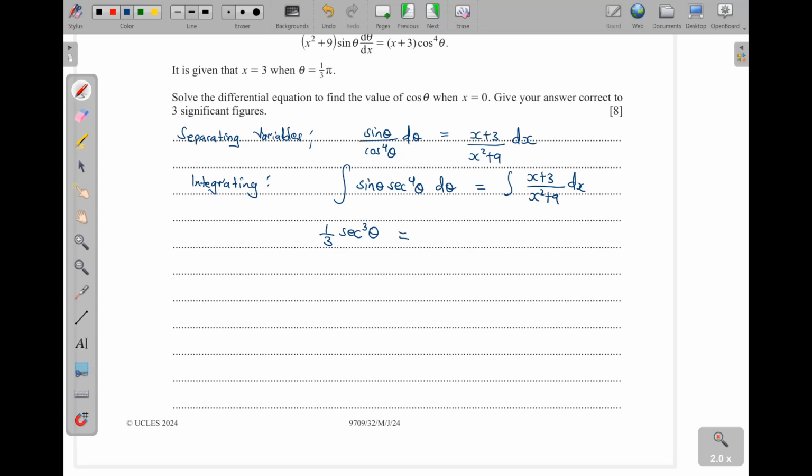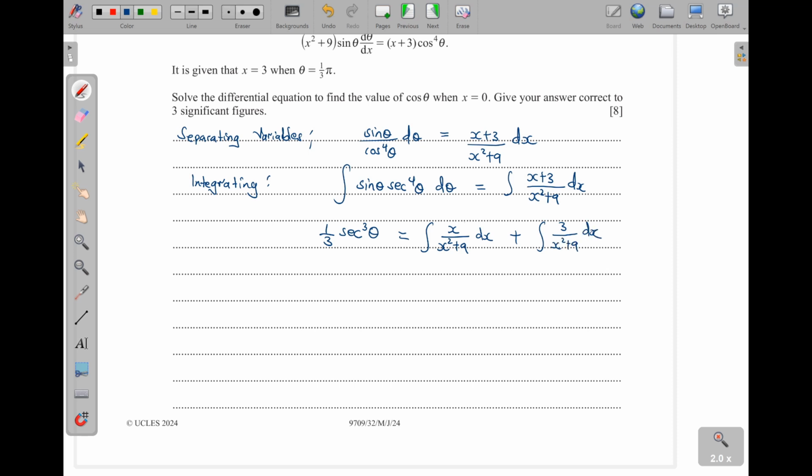Then we can go to this other side. I can split the numerator because I can see an x and then a constant. So I will integrate these ones differently. x over x squared plus 9 with respect to x. Then we also integrate 3 over x squared plus 9.